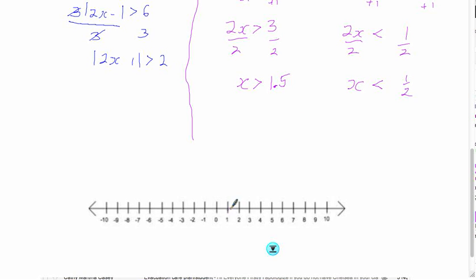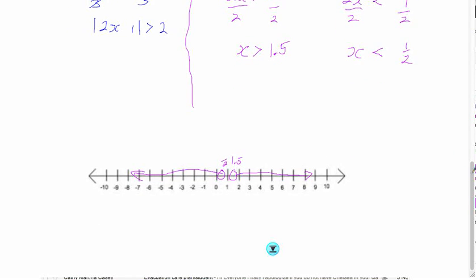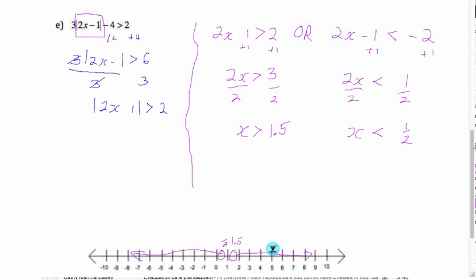So that's 1.5, open dot on 1.5 and arrow going to the right hand side, open dot on minus 1/2 and arrow going to the left hand side. Excuse the arrow, not very neat. Okay, and that is the solution.